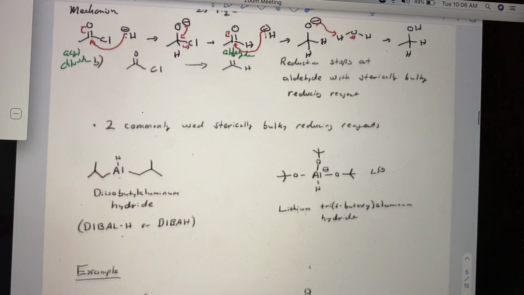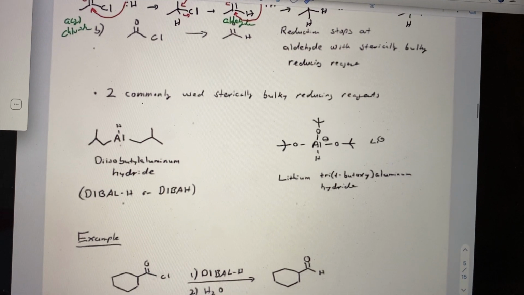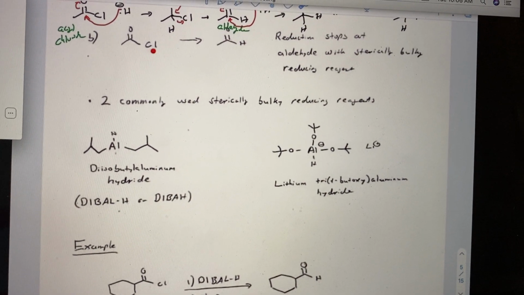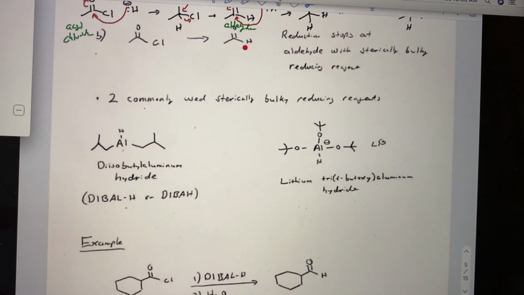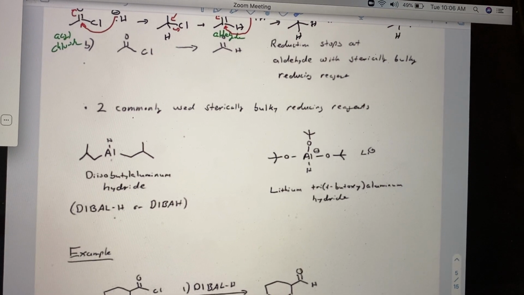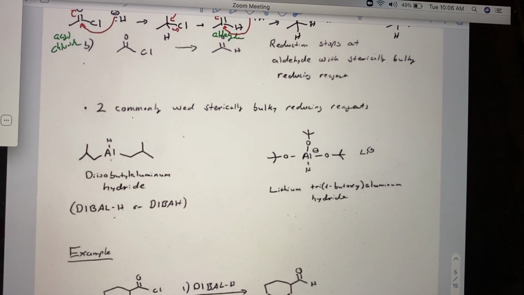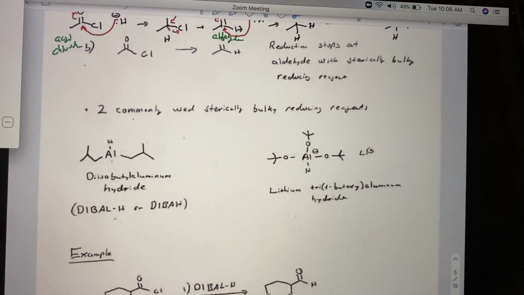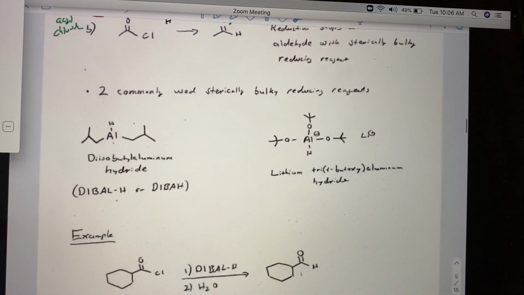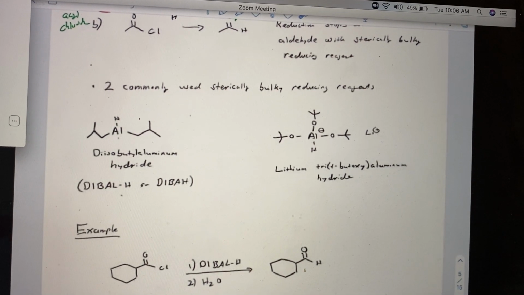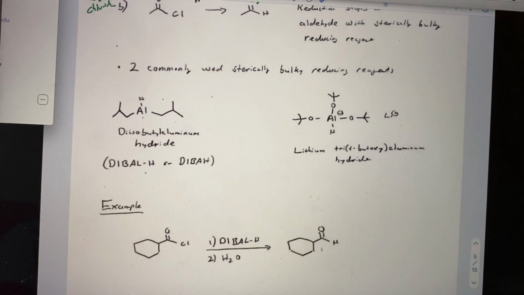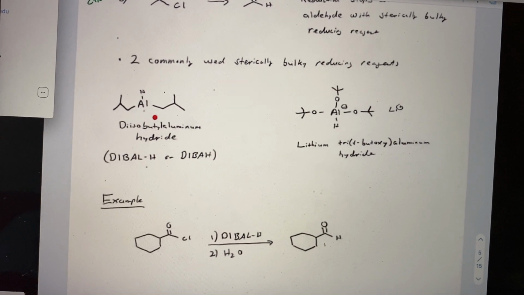The last thing to mention here is that there are ways that you can actually stop at the aldehyde. If you had an acyl chloride and you wanted to reduce it only to the aldehyde, what you'll end up doing is using a sterically bulky reducing agent. I didn't want to take the time to draw out the mechanism for these reactions, but just so that we're aware of these, and so if you see them in your reading, these are two commonly used bulky reducing agents. You'll notice they look like lithium aluminum hydride, except without the four little hydrogens around the aluminum.